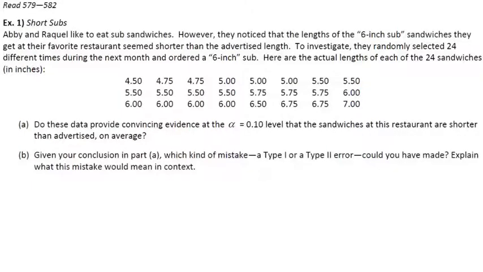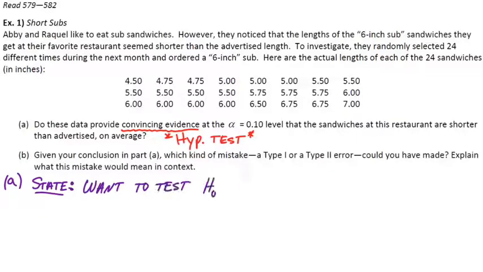So to prove or disprove anything along those lines, when it says convincing evidence, that's our indication that we need to run a hypothesis test. And now that we've got some experience in doing these, to do this well and to receive full credit, we've got to follow that 4-step process. So let's give an introduction here. We have to start with the state step. So what are our hypotheses going to be? We want to test the null, which would say everything's fair, there's no difference, so the safe bet would be the true mean is just 6 inches.